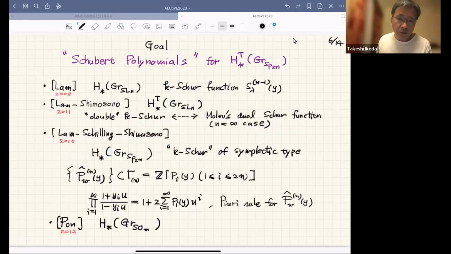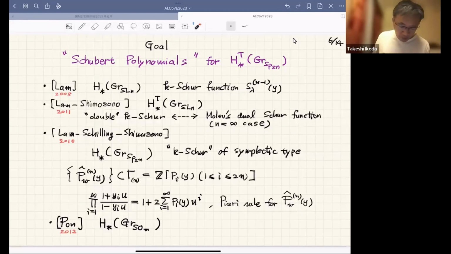The first result in this direction was given by Thomas Lam for type A in 2008. He identified the Schubert homology basis of the affine Grassmannian with so-called K-Schur functions. So this is the starting result. It was extended to the torus equivariant setting by Lam and Shimozono later, and here they use dual Schur functions introduced by Molev.